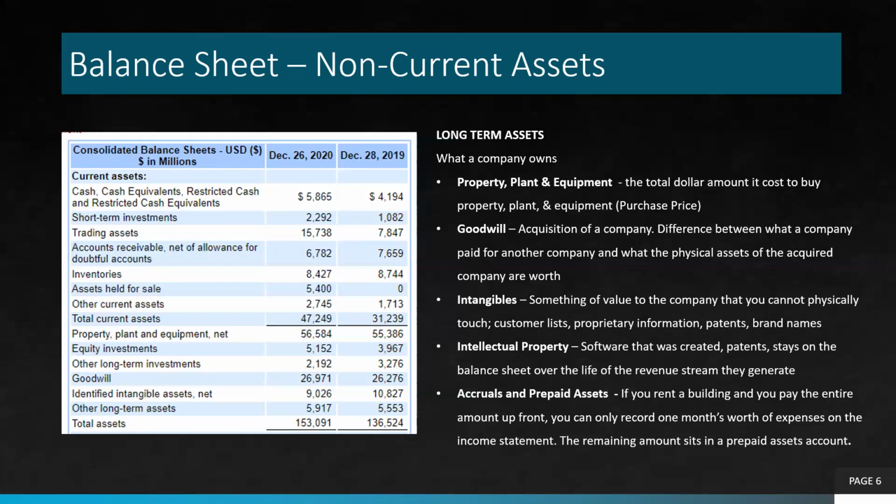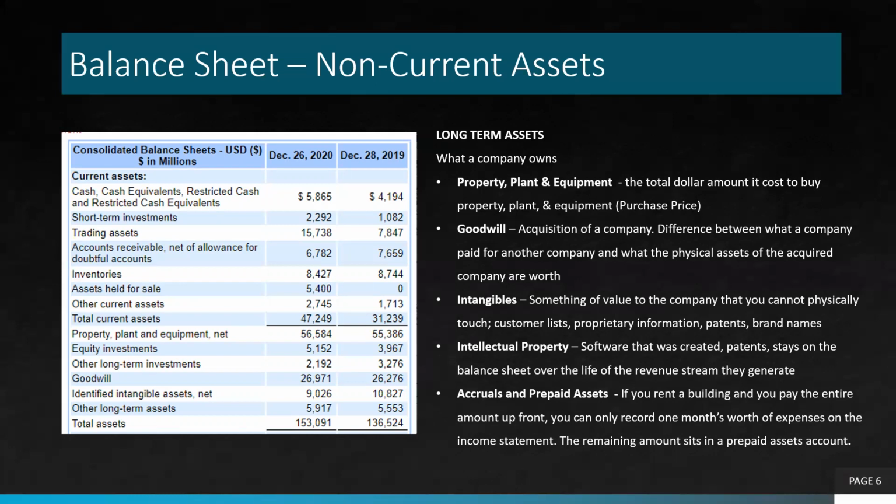Intangibles are something of value to the company that you cannot physically touch. Customer lists, proprietary information, a brand name, right? There's money, value to the name Intel. Intellectual property would be something like software that was created, and it stays on the balance sheet over the life of the revenue stream that it generates. Intel doesn't have intellectual property on here, but this is just something you may see on another company's balance sheet.